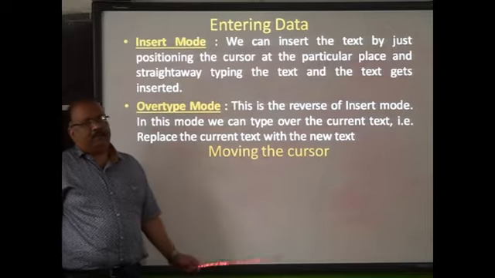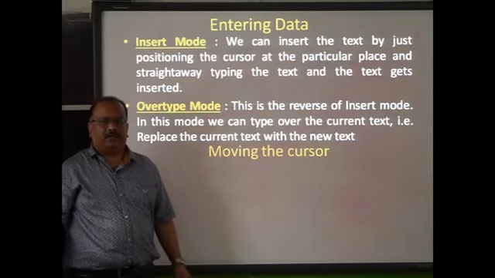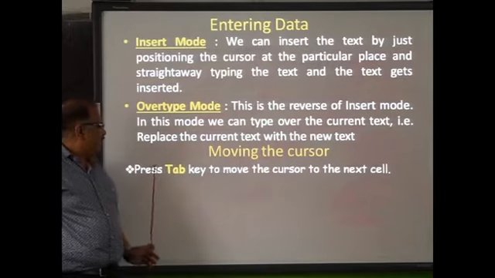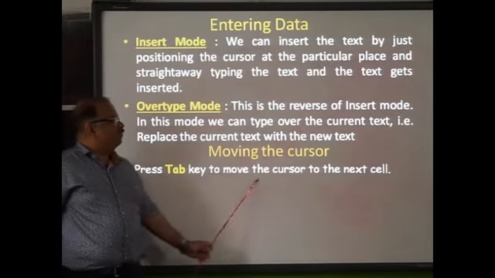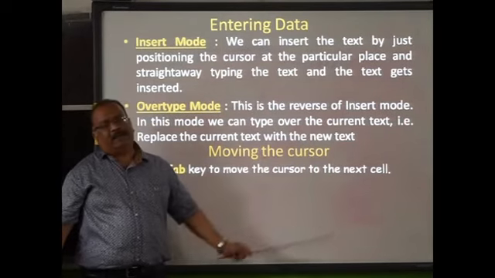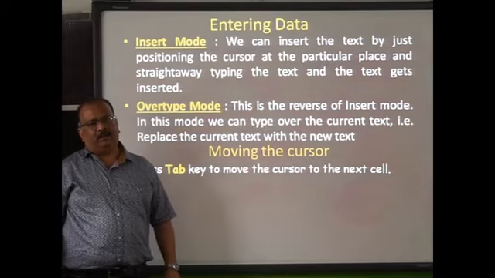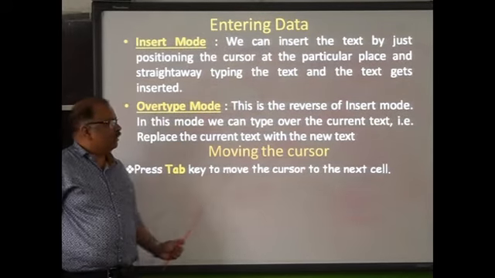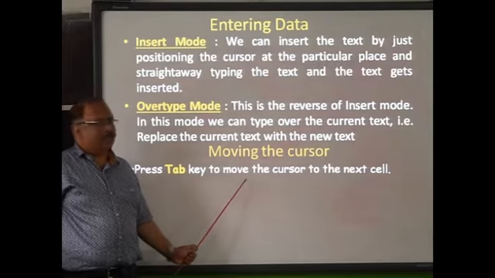Now moving the cursor, there are some keyboard shortcuts. Okay, how to move the cursor in a table. The first one is press the tab key to move the cursor to go to the next cell. So if you are in the first cell and you click tab, it will go to the very next cell, the neighbor cell.